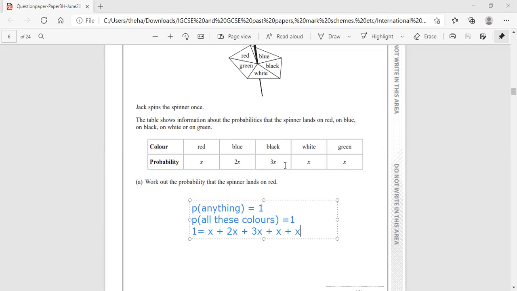So these are all the different things that can happen. So we're adding all the probabilities together. So we're going to get 1 equals 8x. So then what we can do is work out 1x, which is red. So this is the whole point of the question. We're going to have x equals 1/8, and that is the probability of it landing on red. So if we spin this spinner, the probability of it landing on red is 1/8, and that is the answer to part 1. So let's move on now to part 2.